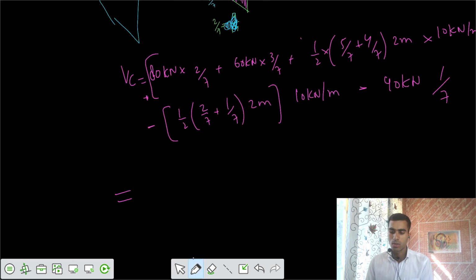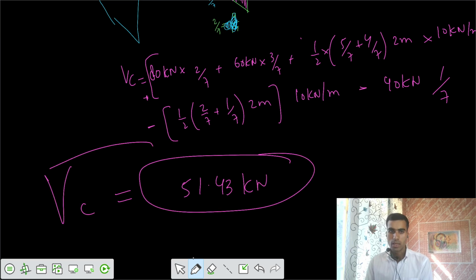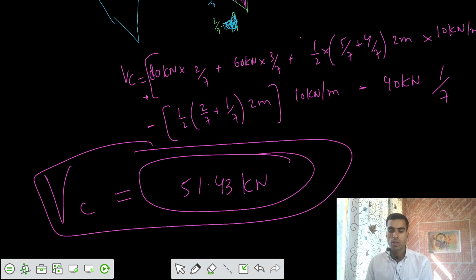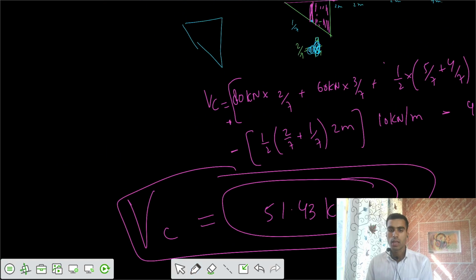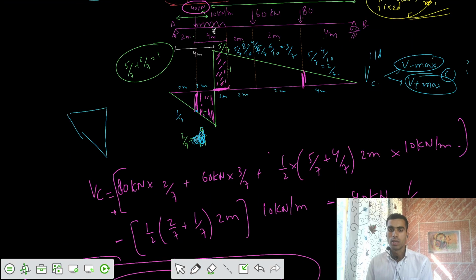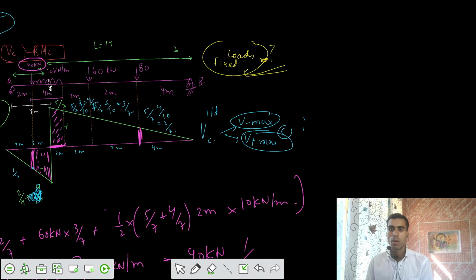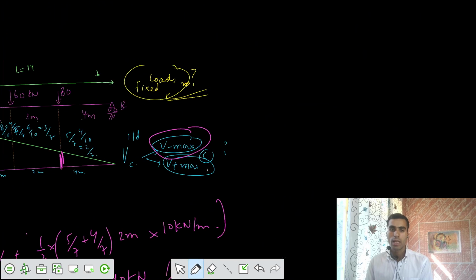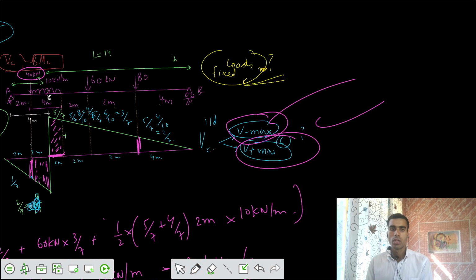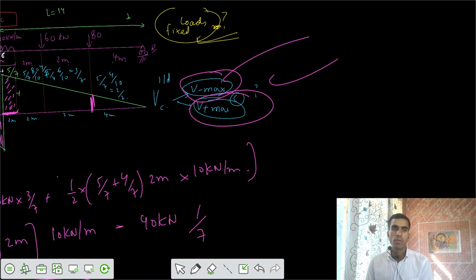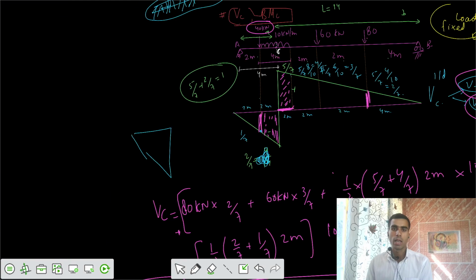VC, the total V, equals 51.43 kilonewton. This is your general shear at C. It's not talking about whether it's positive or negative; it's talking about what the shear at C is. In other problems, sometimes we are asked what the negative shear is, or what the maximum positive shear we can have is. At that time we have to take only those separate diagrams.